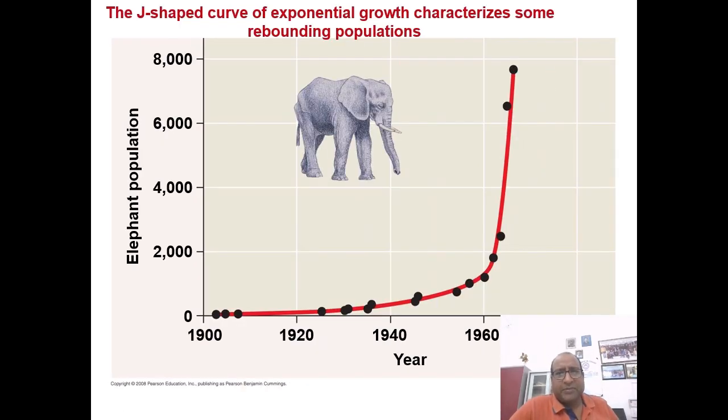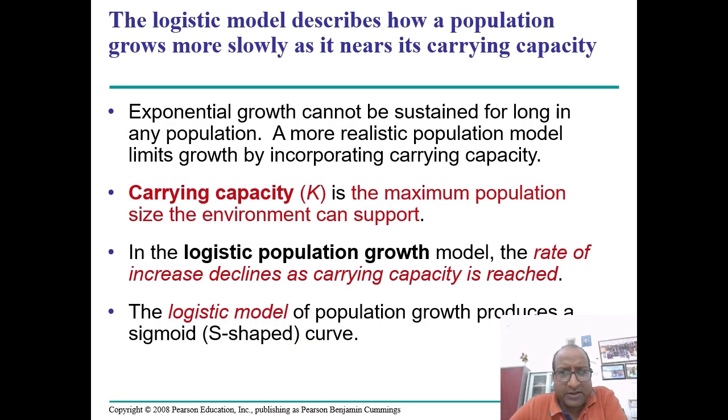So the J-shaped curve of exponential growth drives some rebounding populations. It has J-shaped growth. So who is showing the J-shaped growth rate?